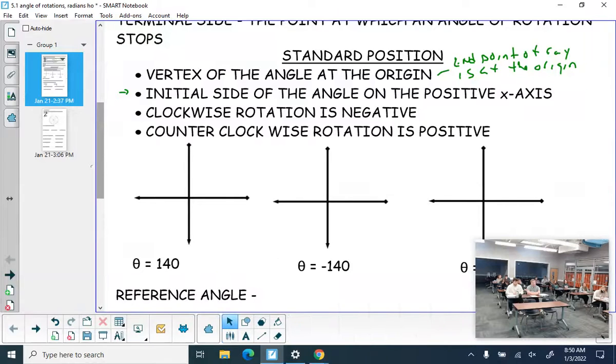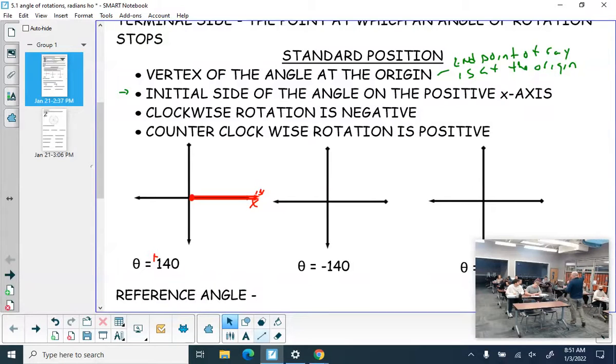So if we take a look at an angle, an angle of theta is 140 degrees. We want to draw this angle so we have an initial side on the positive x-axis. Here's your initial side. We're going to rotate this 140 degrees. This is a positive 140 degrees, so that means I'm going counterclockwise.